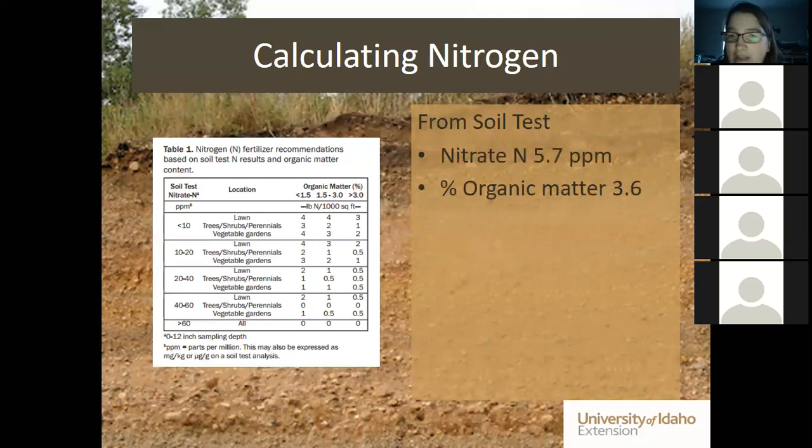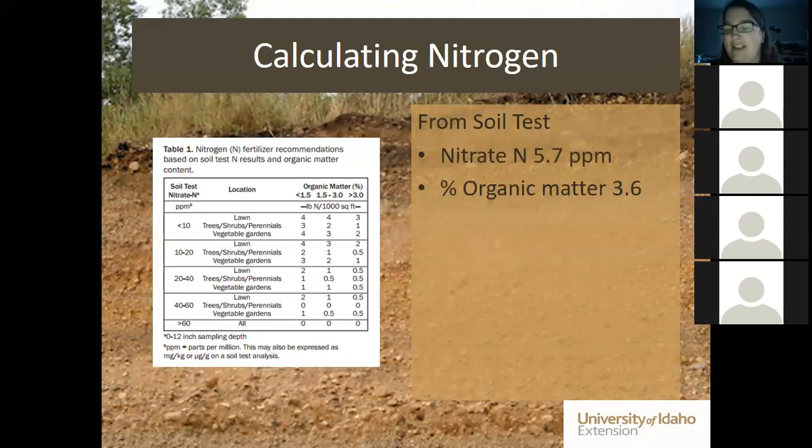And our organic matter was high, so we want to be in that far column that's greater than 3% organic matter. So they're saying our lawn needs 3 pounds of nitrogen per 1,000 square feet. Our trees, shrubs, and perennials would need 1 pound of nitrogen, and our vegetable garden would need 2 pounds of nitrogen. So these are still pretty general guidelines.